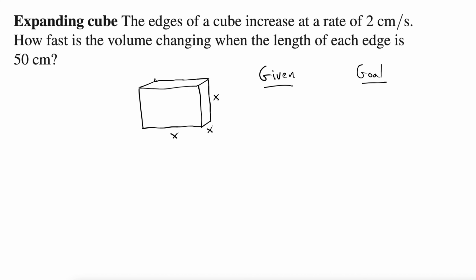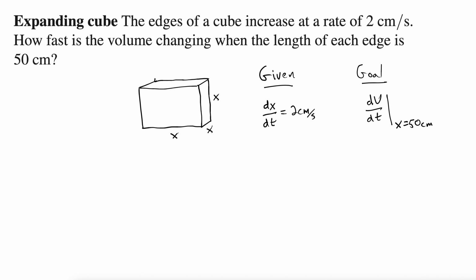So what are we given here? We are given that the edge increases at a rate of 2 centimeters per second. So that's dx/dt equals 2 centimeters per second. Our goal, it's asking how fast is the volume changing. So our goal here will be dV/dt. And it actually wants it at a certain time when x is 50 centimeters.